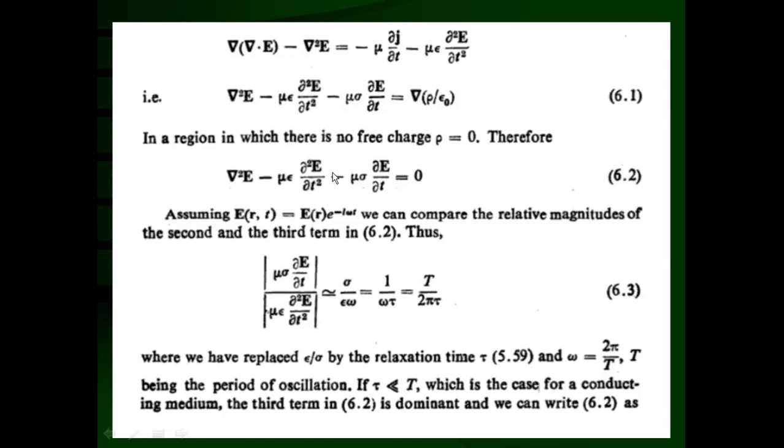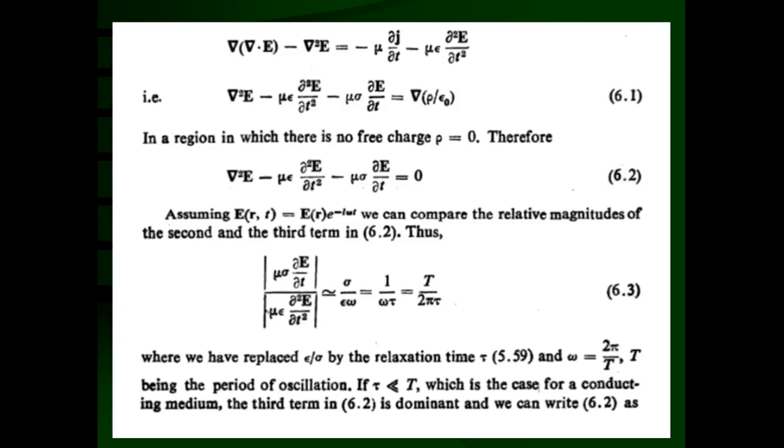That means equation 6.1 converts into equation 6.2, that is ∇²E minus μϵ ∂²E/∂t² minus μσ ∂E/∂t equals 0. So these are the important equations relating the space derivative and time derivative of the electric field, which we obtained in equation 6.2.